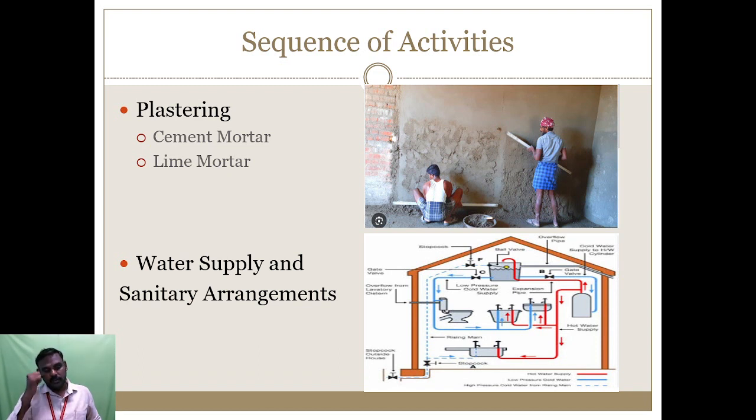By pumping, we fill up the water in the overhead tank. From the overhead tank on the roof, the water will be supplied by gravitational force. So both pumping and gravitational force are utilized for supplying water to the overall building.